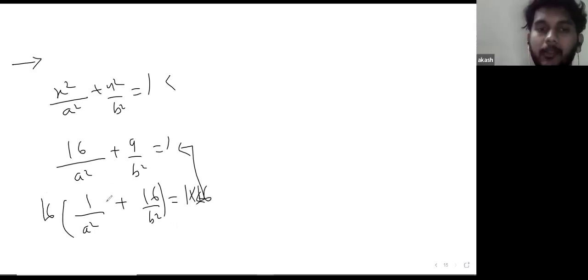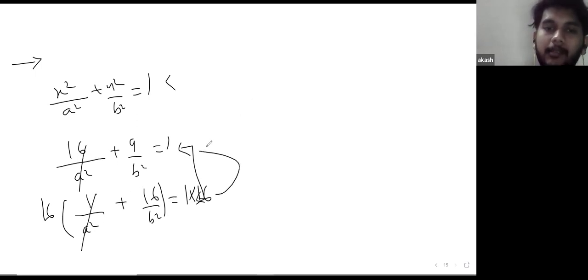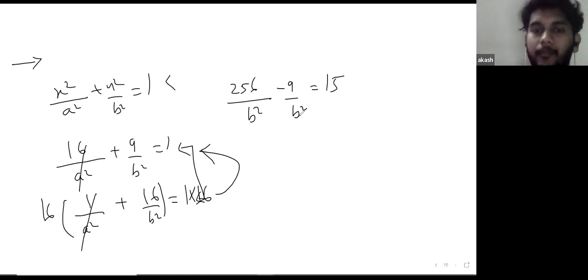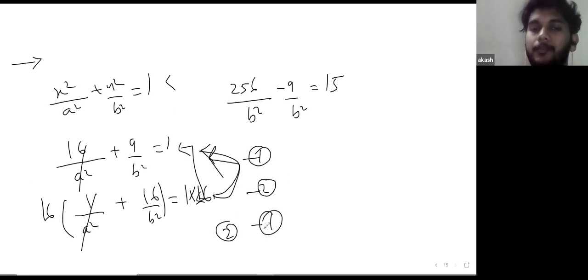If we subtract, this will get cancelled. This minus this we are doing. So 16 square is 256, so 256 upon b square minus 9 upon b square is equal to 15. First we multiplied the second part with 16, and then I subtracted equation 2 minus equation 1.